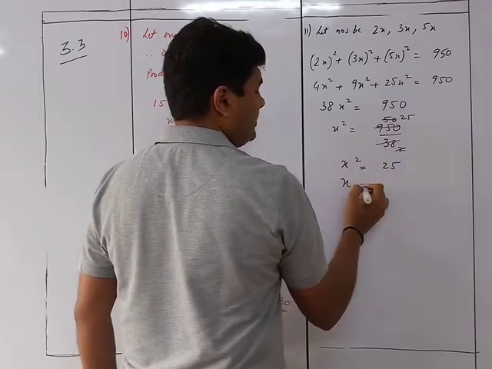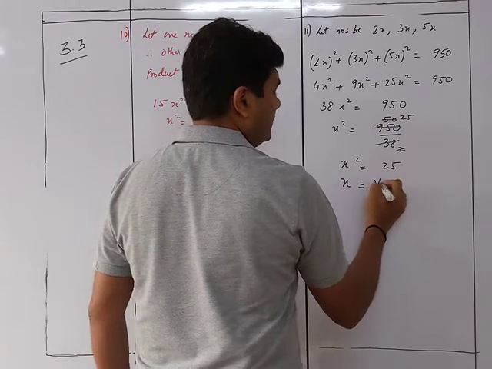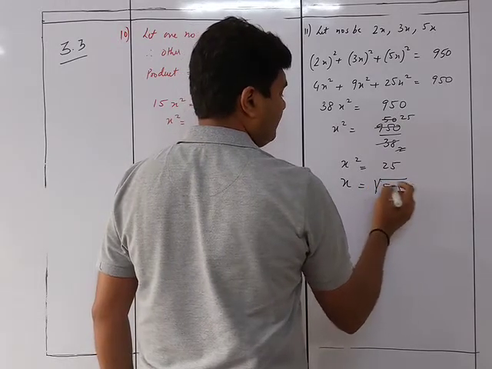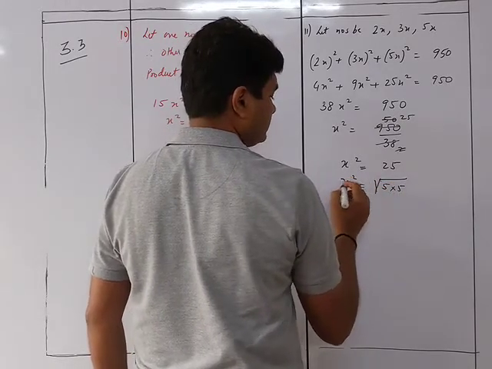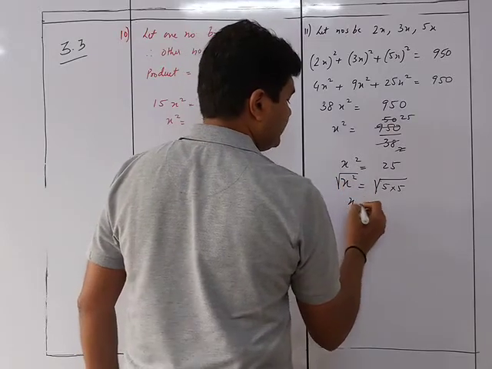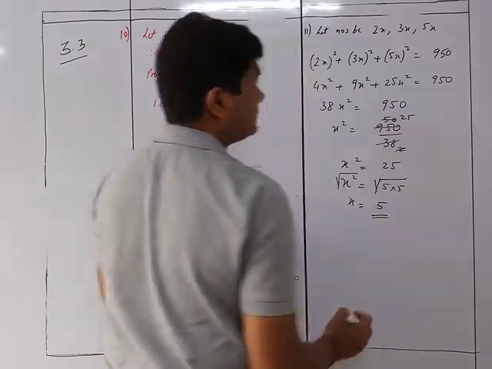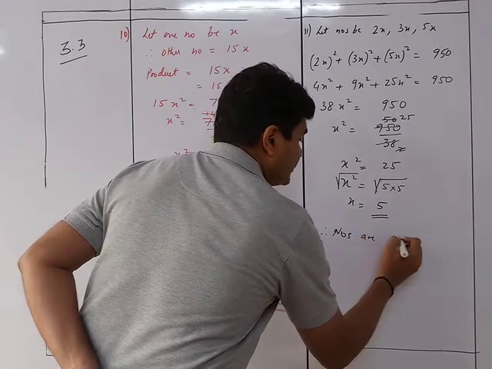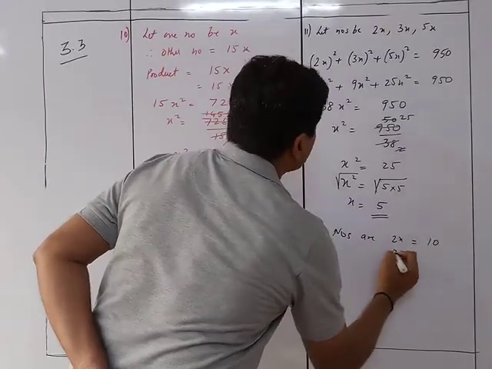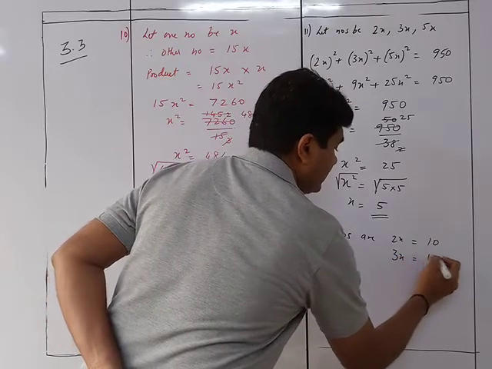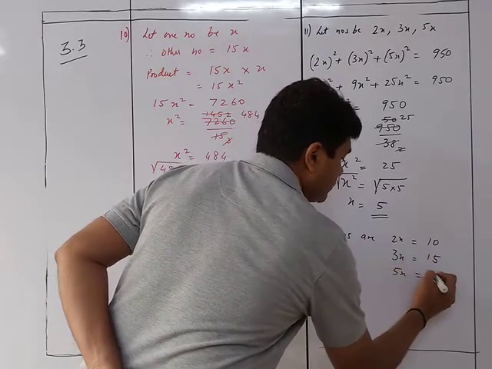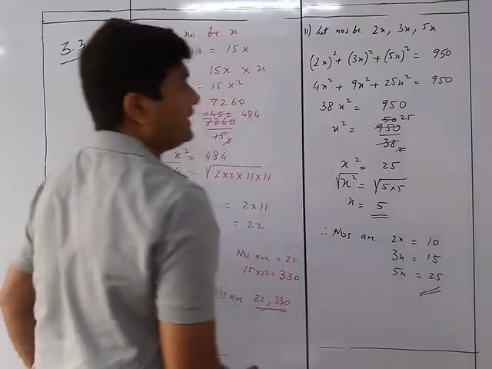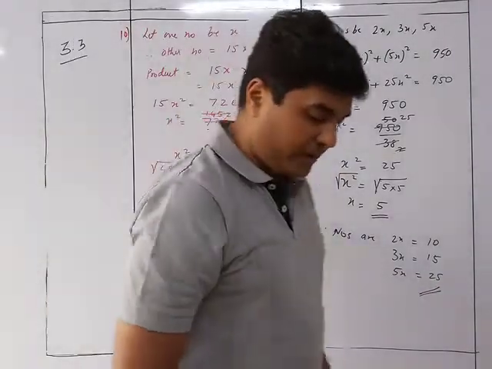So x will be equal to, you know very well, 5 into 5, so x is equal to 5. Therefore, the numbers are 2x is equal to 10, 3x is equal to 15, and 5x is equal to 25. So the numbers are 10, 15, and 25.